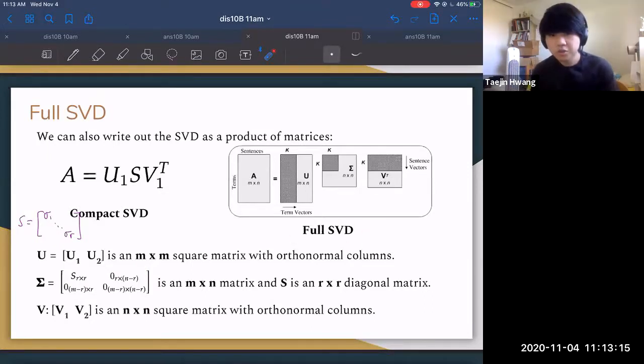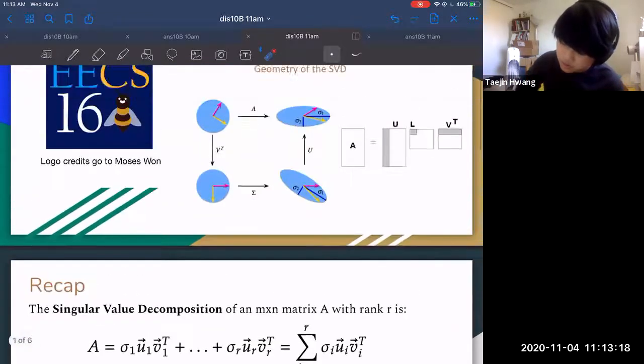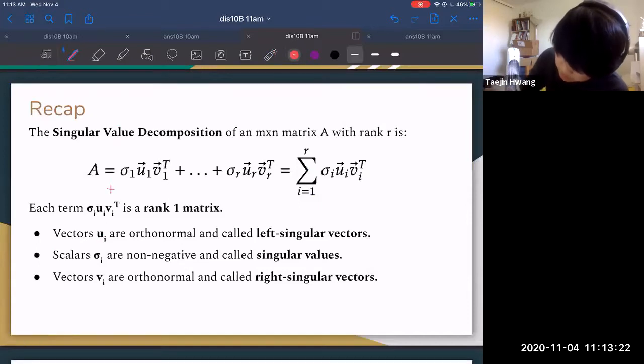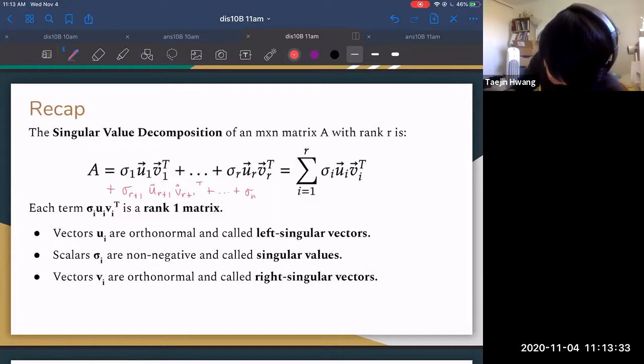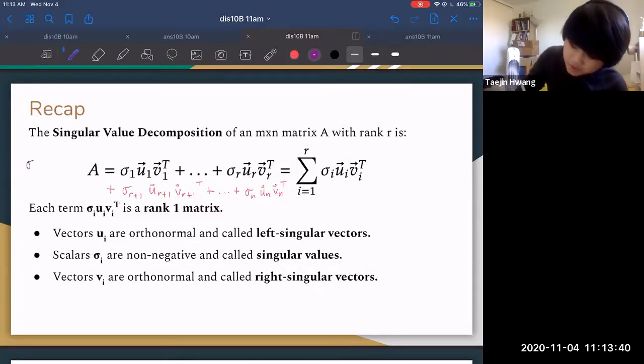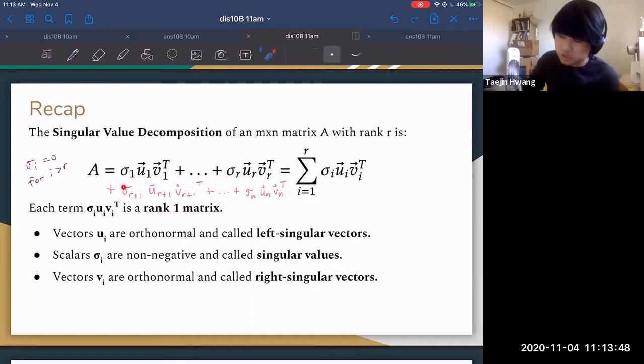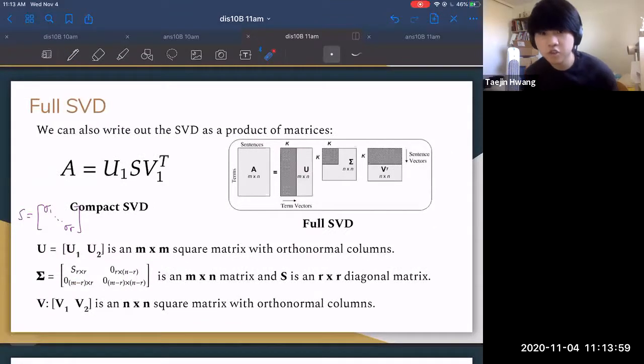The only real distinction between the compact and full SVD is that we're going to add a bunch of terms here: sigma R plus 1, UR plus 1, VR plus 1, all the way up to sigma N, UN, VN. For all practical purposes, sigma i is equal to 0 for i greater than R. All these sigmas will be 0, but they will still have associated directions. We're going to use that to build the full SVD and see how to take advantage of those directions. So, any questions about the compact or full SVDs?